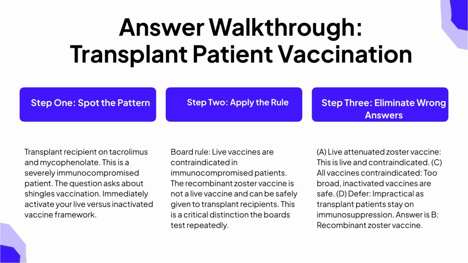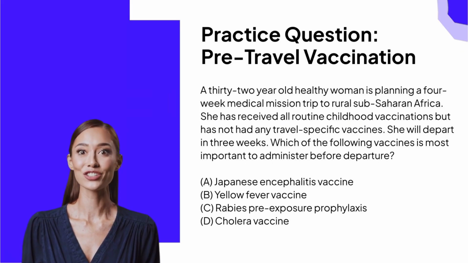So make sure you know your live versus inactivated list cold. Here is our second practice question. We have a healthy 32-year-old woman traveling to rural sub-Saharan Africa for a medical mission. She needs travel vaccines and leaves in 3 weeks. Think carefully about the destination.